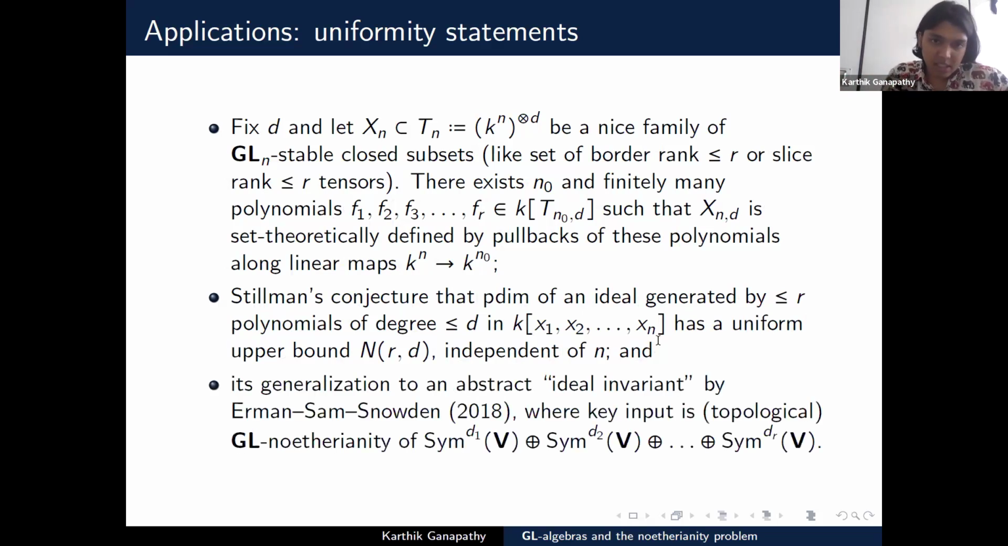And there is a generalization to an abstract ideal invariant. There's nothing special about projective dimension. If you give me any way of assigning an invariant to an ideal that satisfies certain properties, the most subtle one being that it has to be upper semi-continuous along certain flat families, then you can bound it merely in terms of the number of polynomials that generate the ideal and the degree they are defined in. The key input is the topological GL-noetherianity of these spaces, which parameterize ideals generated by polynomials of degrees D1, D2 till DR. So Draisma's theorem has been used to prove certain uniformity results like this.